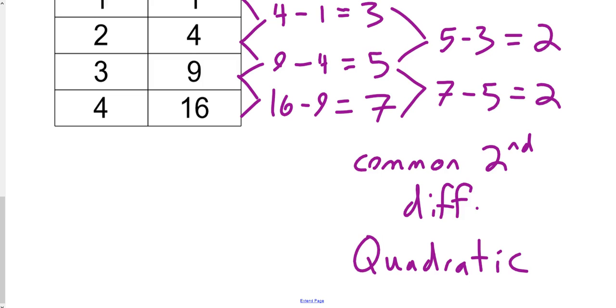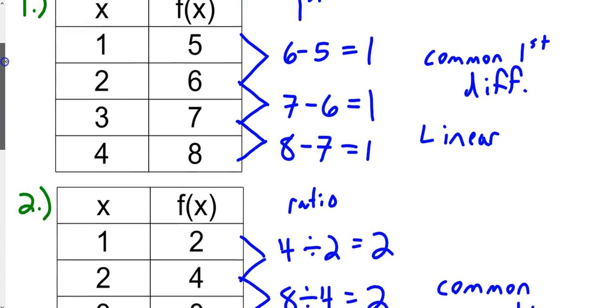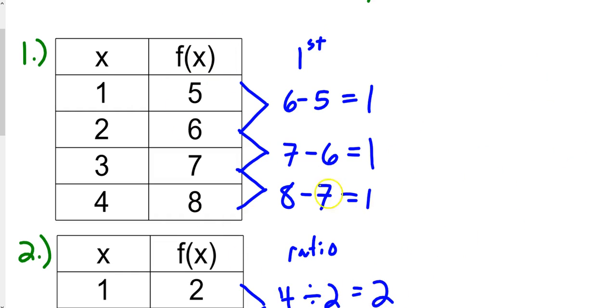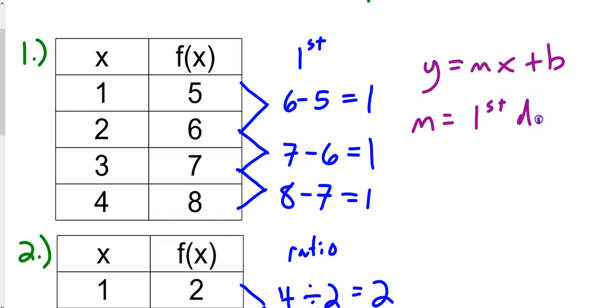Now, the other thing that they're going to want you to do is be able to give us the equations to these. Okay? So let's talk about how we find the equation. Well, if you are linear, you're writing y equals mx plus b. Cool thing is, all you got to do is fill in the m and fill in the b. The m comes from the first difference. Super easy.